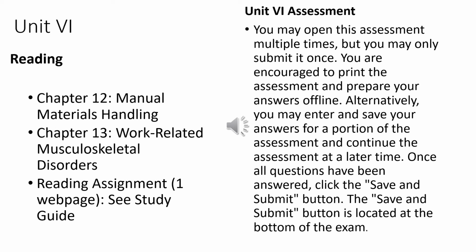For Unit 6, you want to read chapters 12, 13, and then also the reading assignment, as you can see in the study guide. You may open the assessment multiple times, but you may only submit it once. You are encouraged to print the assessment and prepare your answers offline. Alternatively, you may enter and save your answers for a portion of the assessment and continue the assessment at a later time. Once all questions have been answered, then click the Save and Submit button. The Save and Submit button is located at the bottom of the exam.